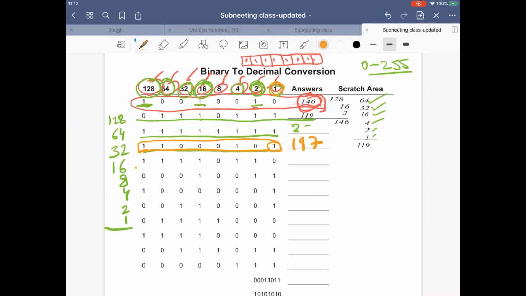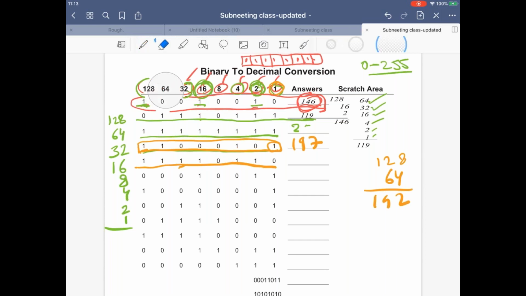Now the next line. What will be the answer? I think we need a calculator. 128, 64, 192, after that 32.